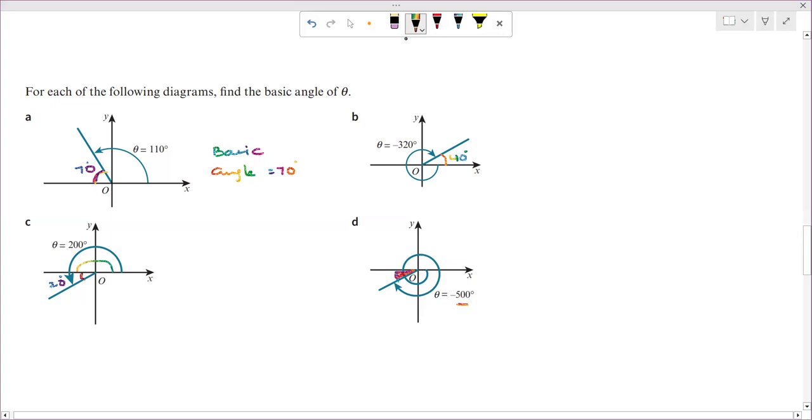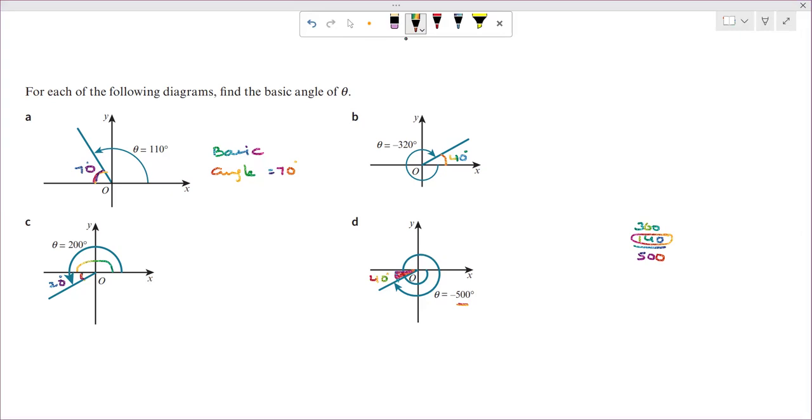500 means 360. How much here? 360 plus 140 is 500. Okay? This is 360, one revolution, and this is 140. 360 plus 140 is how much over here? 500. But this 140 you consider, from here to here 140. This total angle will be 180. So 180 minus 140, this will be 40 degrees. So that is the basic angle.